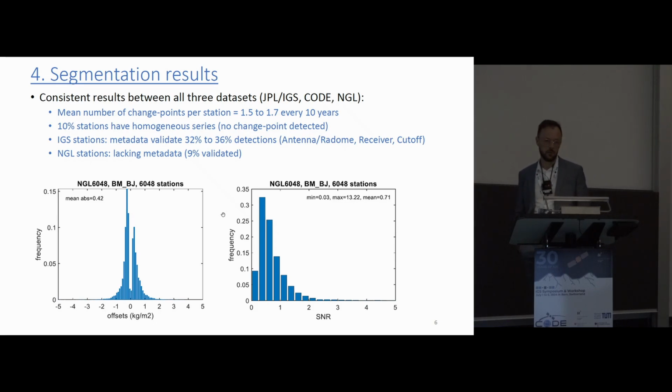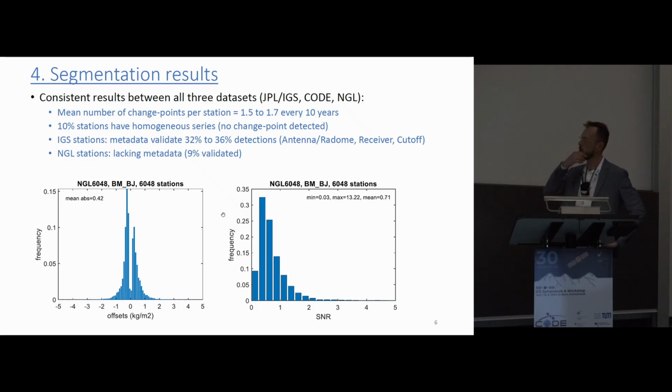And with the IGS stations, so JPL and Code solutions, we found that more than 30% of the detections could be validated with metadata, so from the log files. Mainly antenna and radome changes, and some receiver and some cutoff changes. With NGL, we could not validate so many breaks, change points, because they were lacking metadata.